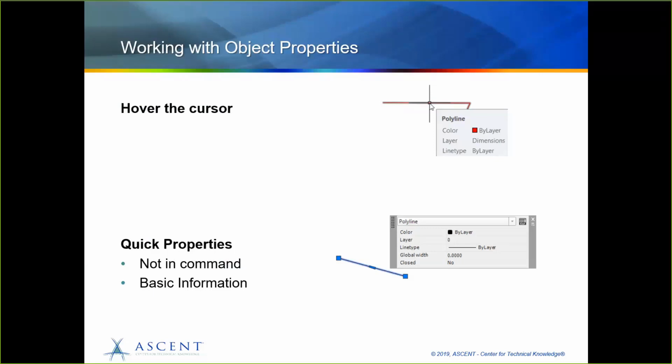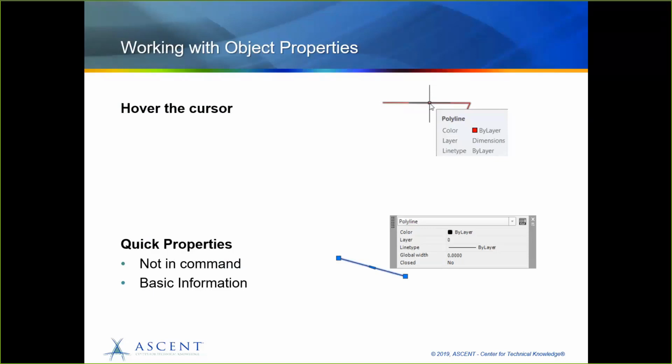The most basic way of gathering some information is by hovering the cursor over an object. If you see the first figure on the slide, just by hovering over an object, it gives you the basic information, like what is the layer, what is the line type, and what is the color of that object.